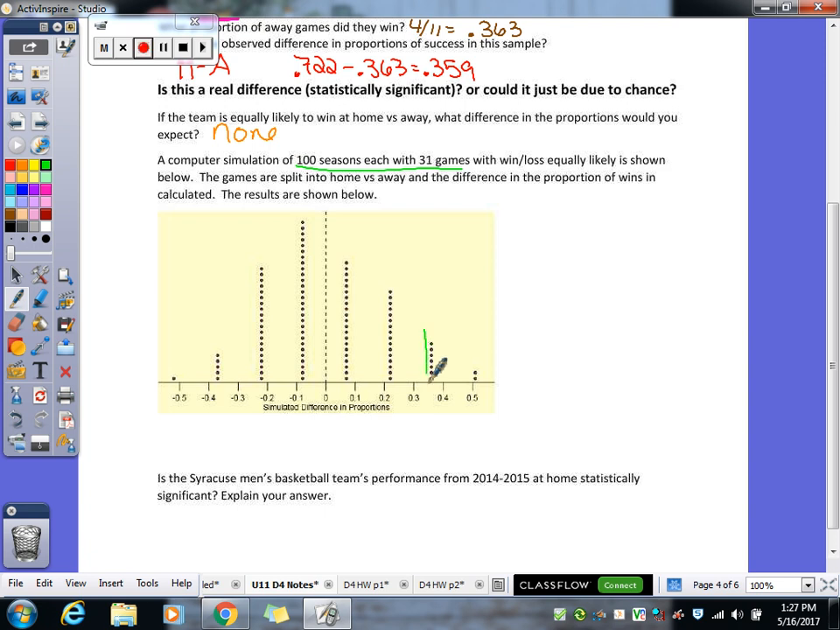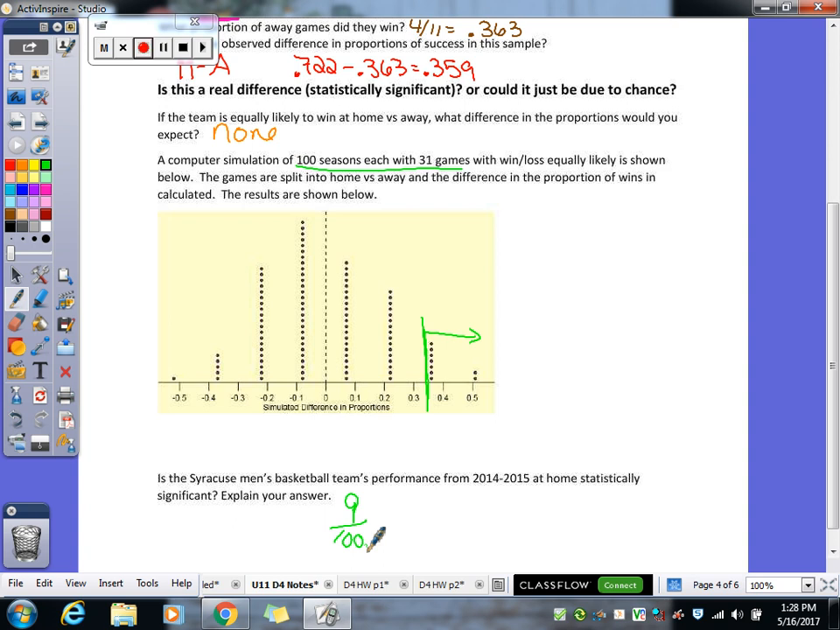So we got it to be 0.359, which I would say is approximately there. So we got to count how many dots we have at 0.359 and higher. Count on your paper then. There should be 9 dots, and it's out of 100, because remember I just said I did it out of 100 seasons.